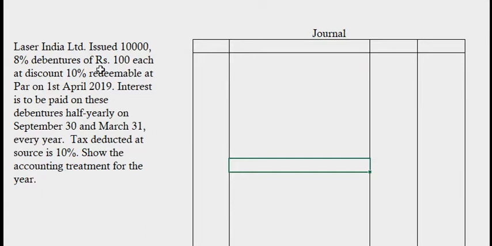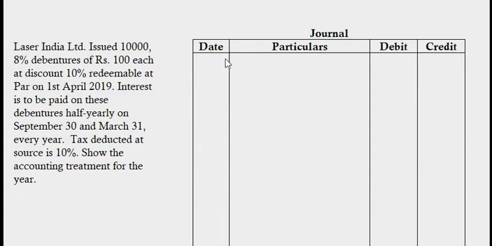So here this company is issuing 10,000 8% debentures. The interest rate on these debentures is 8%, of rupees 100 each, and the same is issued at 10% discount and will be redeemable at par. So here we need to record the journal entry for the case. So here is the journal. The debenture is issued on 1st April 2019.